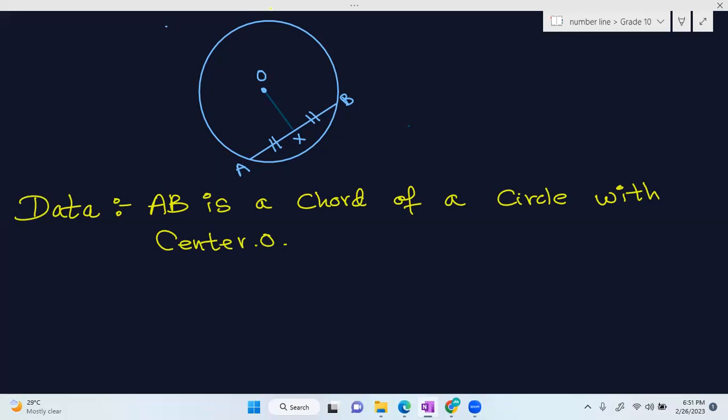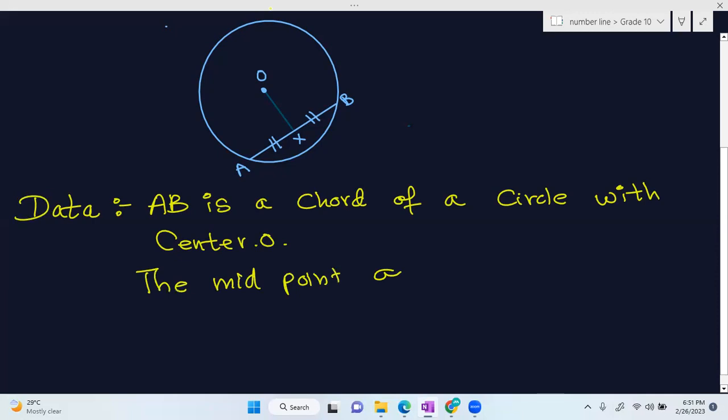Then we can write it also. The midpoint of AB is X. Okay. The midpoint of AB is X. These are the two data. Okay. There are only two data that we know.